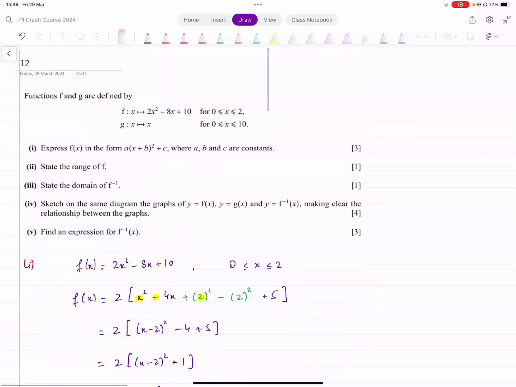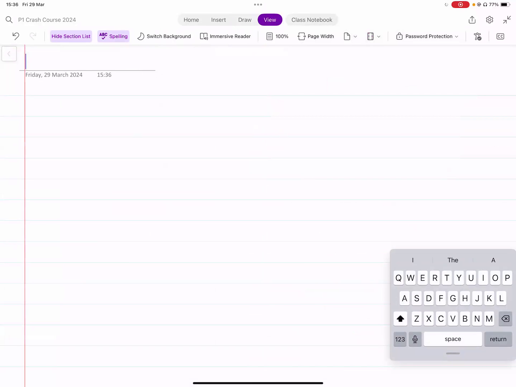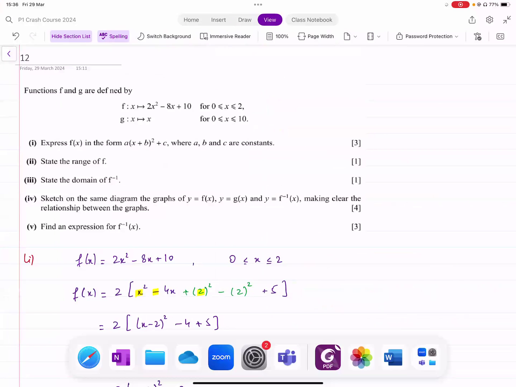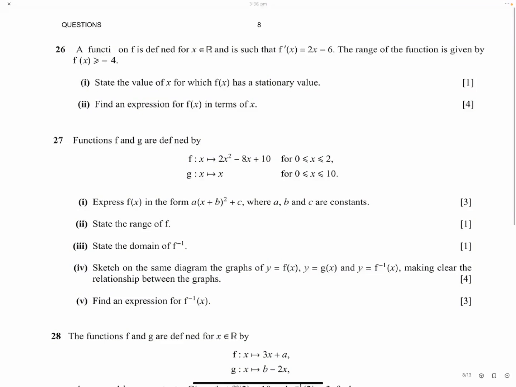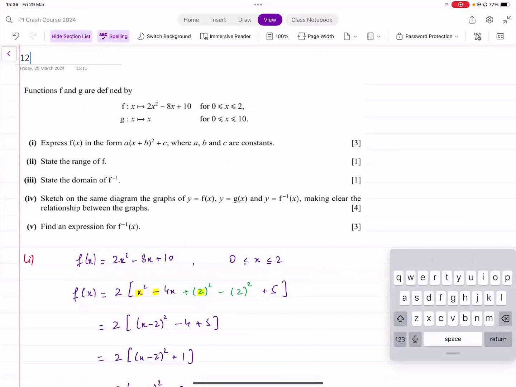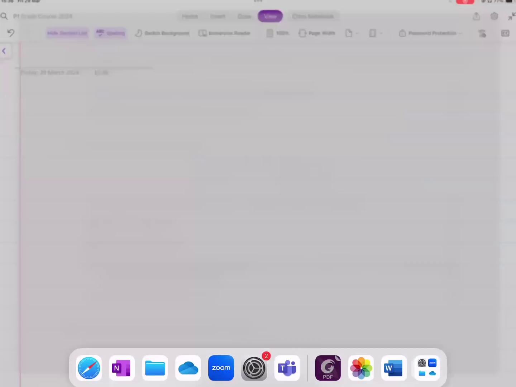Now let's look at another question before we end for today. Which one was this, by the way? Was it 12? I'm sorry, it was 26. I'll just correct that. This was question number 26. Okay, let's have a look at another one now.